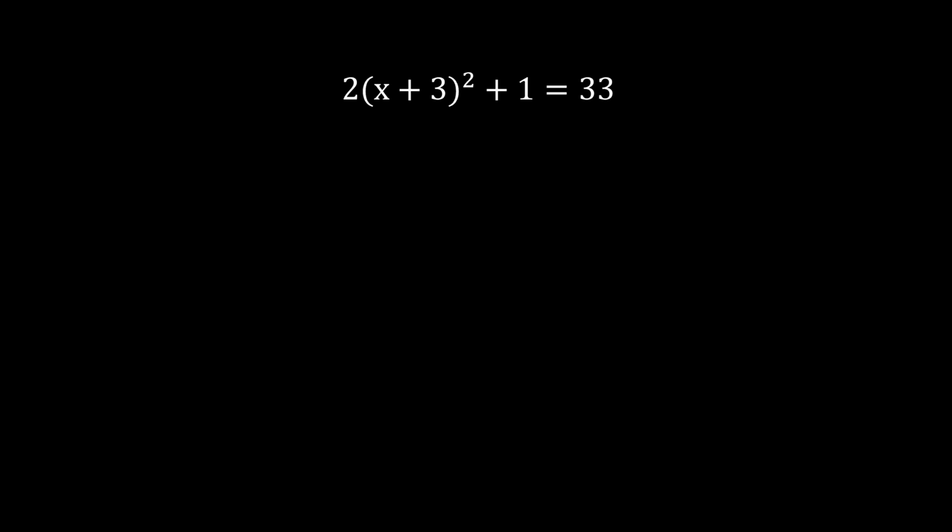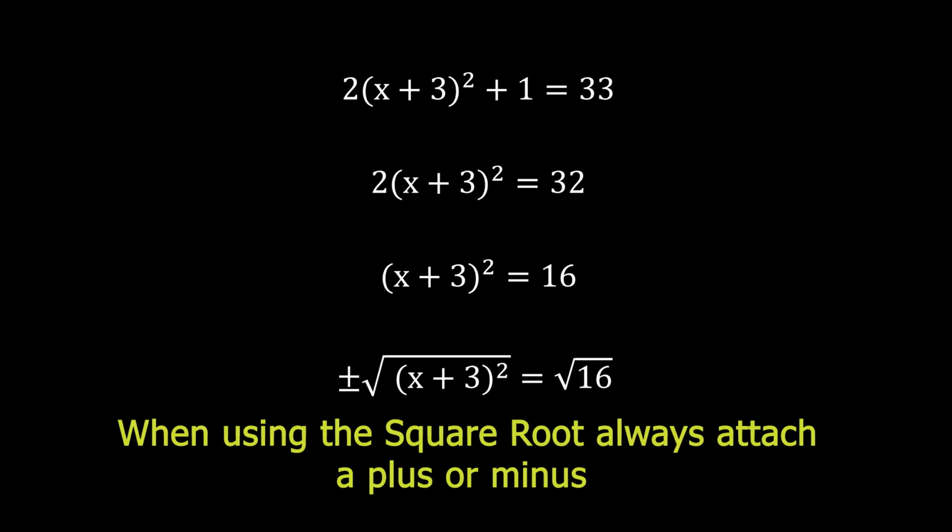Example 2. 2 times (x plus 3) to the second power plus 1 equals 33. First thing we gotta do is isolate x as much as possible. Let's subtract 1 and then divide by 2. Now we have to deal with the 2 in the exponent, so let's use the square root and consider the two cases.